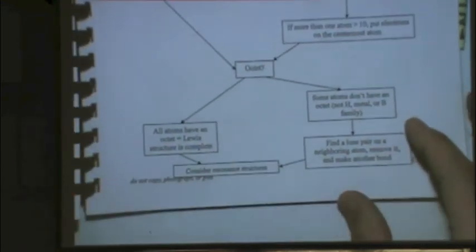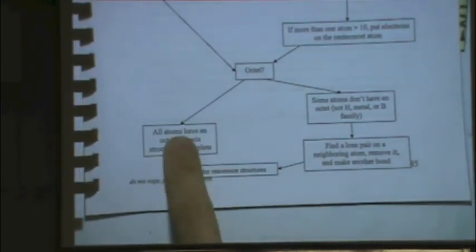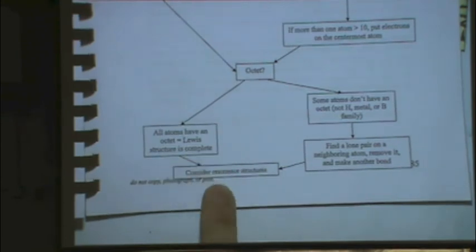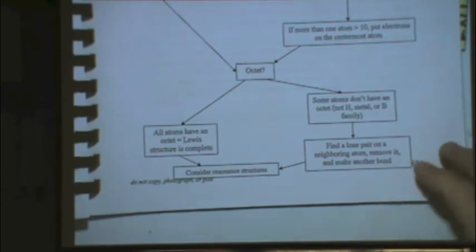After you fill everything in, you have to double check that everything has an octet, that's 8 electrons around it. If it does, you're good. It's all cool. If all atoms have an octet, your Lewis structure is complete. You can consider something called a resonance structure, which I'll show you in a little bit.